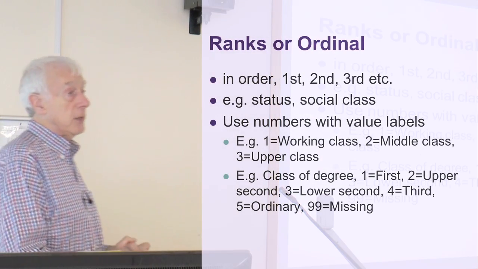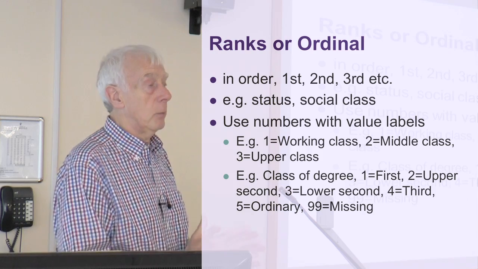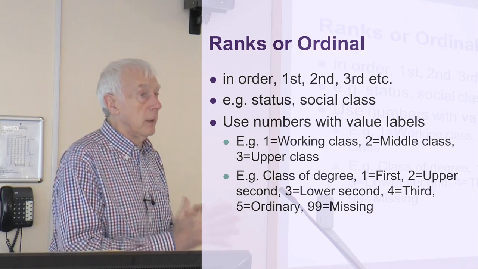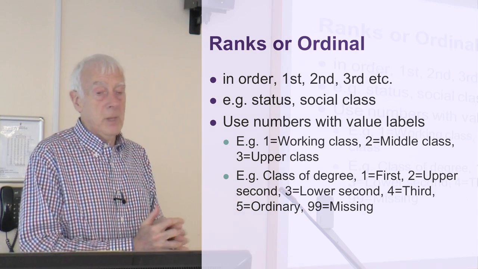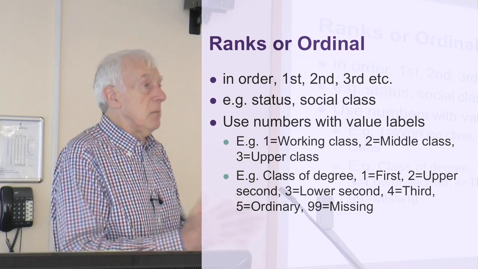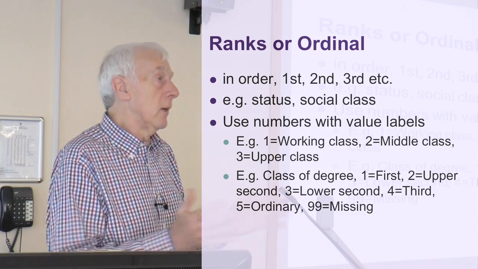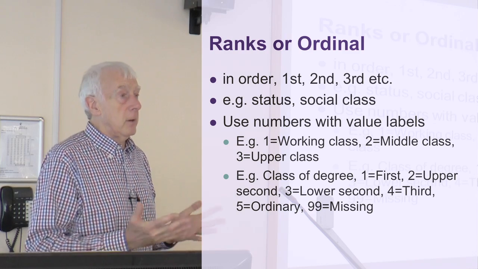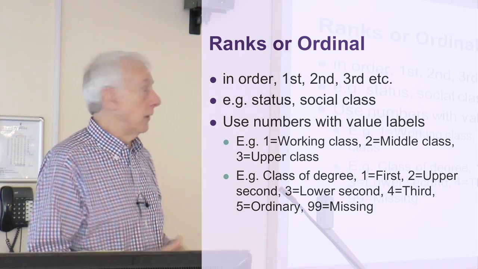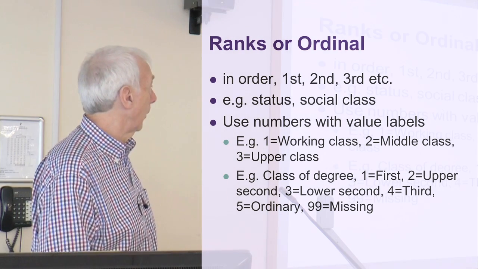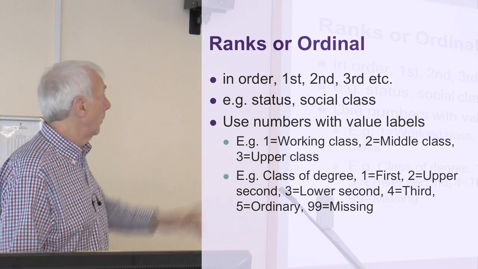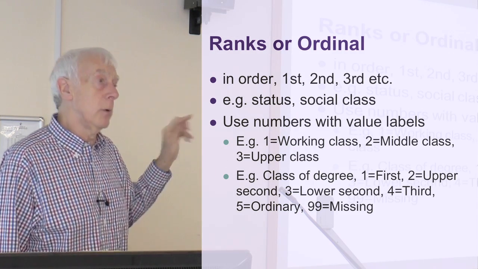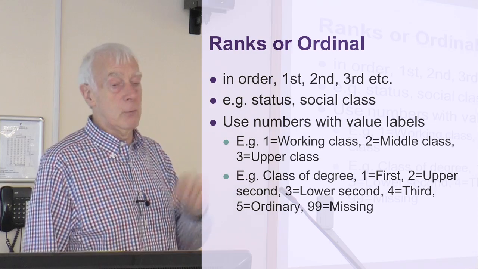Ranks are also pretty easy. So if you've got some kind of ranked variable where things are in order, there is an order to this, but that's about all you can say. It doesn't actually measure anything. It's just an order like winning a race or coming second, third and fourth and so on. And there are lots of examples of this in the social sciences. Status, social class and so on are very common ones. So again, use the numbers, and you might as well use the numbers in the same order as the ranking.